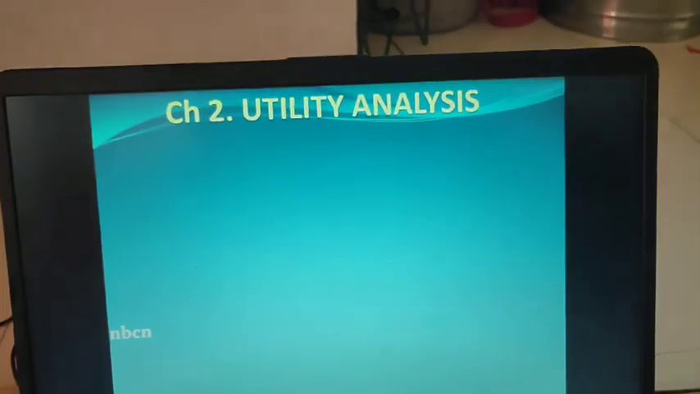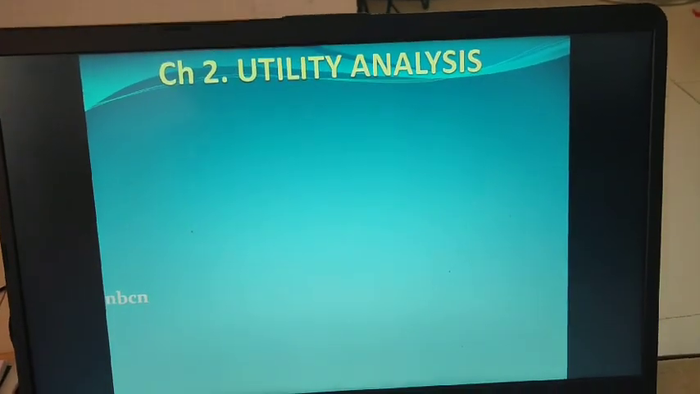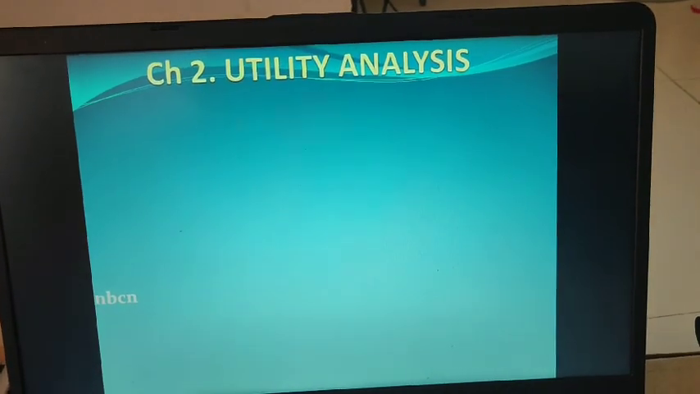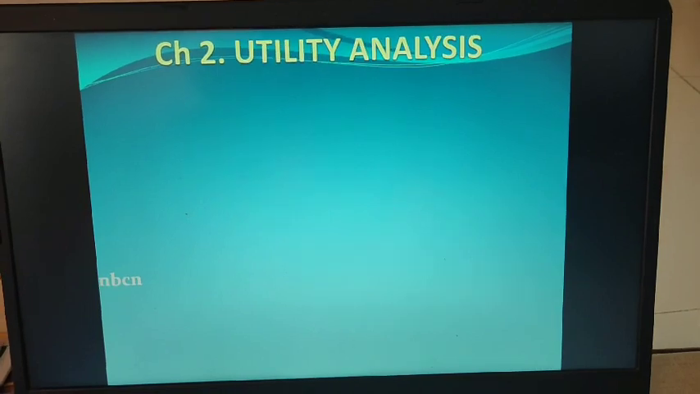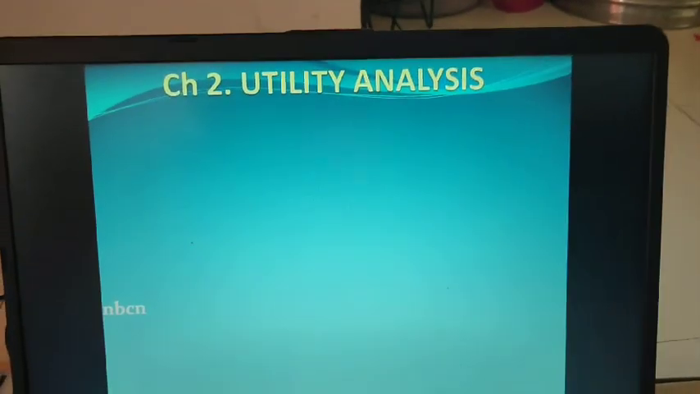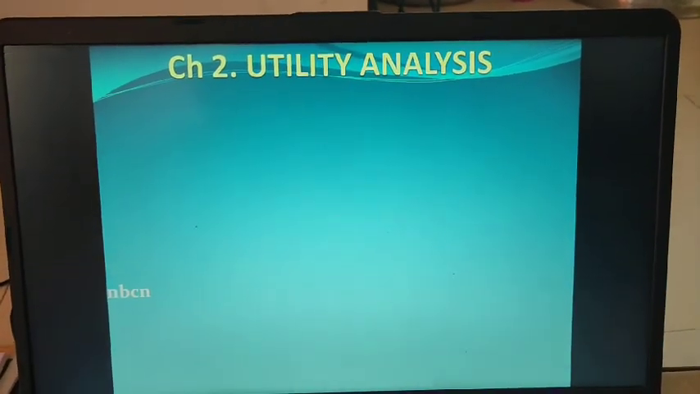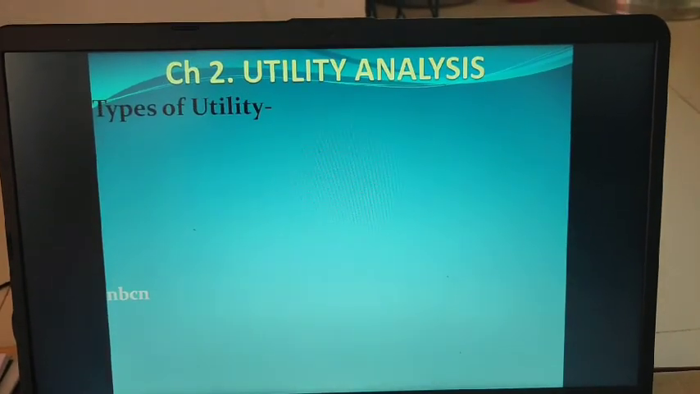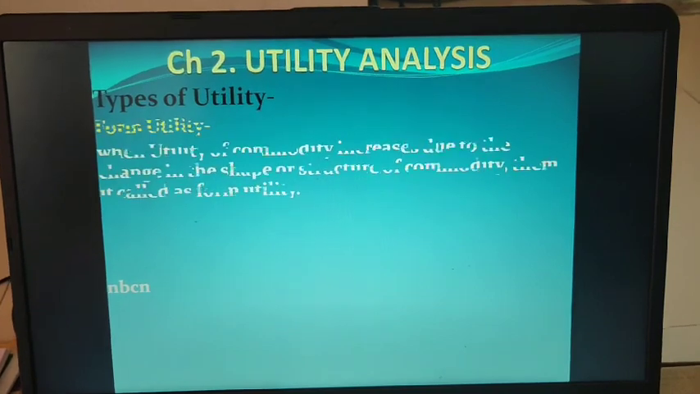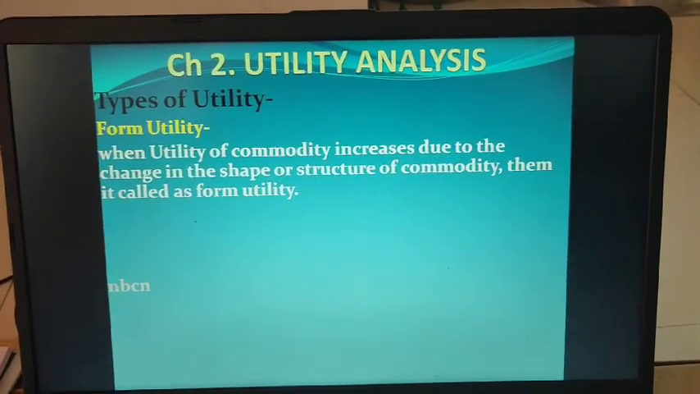Good morning, dear students. Yesterday we started chapter number 2, utility analysis, and we have seen what is meant by utility. It is a want-satisfying capacity of any commodity, okay, and after that its features. Today we are moving on to the types of utility. What are the different types of utility? So let's move on to the first form.